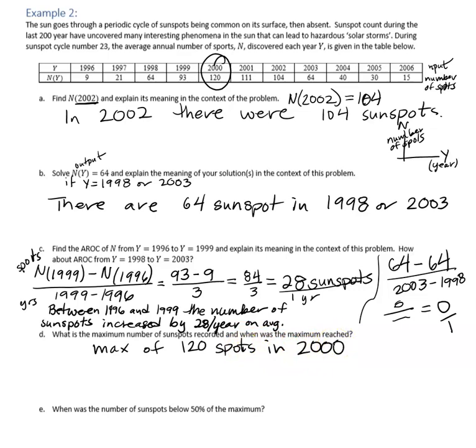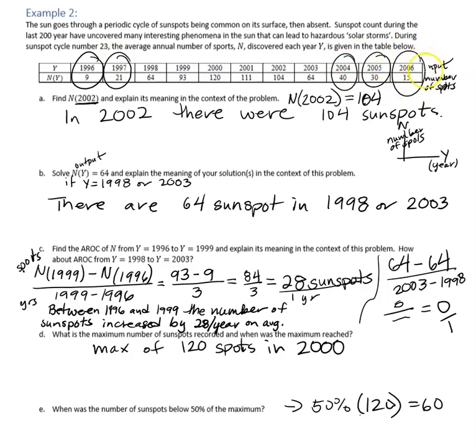And then last question, when was the number of spots below 50% of the maximum? So we want 50% of 120, which is 60. And if we look back at our table, it looks like, okay, so less than 60, 96, 97, all too high, 2004, 2005, 2006. So based on this data, it looks like anything before 1998 or after 2003.